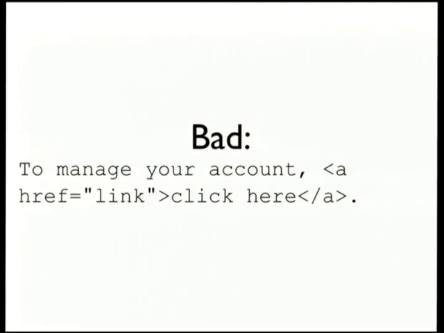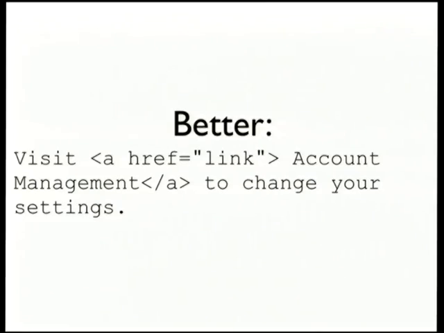A lot of times it's very tempting to write things like that. I don't know about you, but I have to really watch myself on that. So just work as hard as you can to rephrase the text. Ideally the link should be on the item that is most important. If you are linking to account settings: visit, link, account management, end link to change your settings. And that means that when that gets pulled out into the giant list of links, instead of click here, click here, click here, you've got account management, payments, shop, documentation, support, etc.